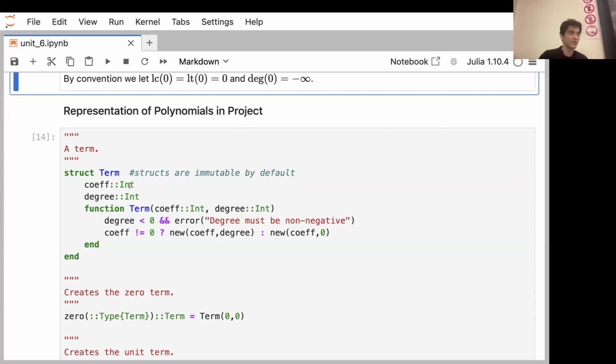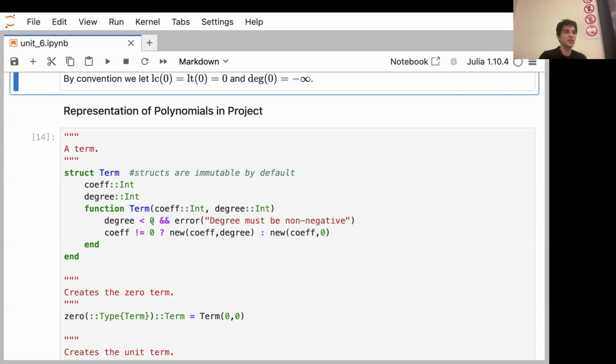Okay, so here's a term. It's a structure. It has a coefficient, it has a degree, and it has this funny inner constructor. This is how the term generates its smallest form. It's going to prohibit the user from creating things that are impossible.